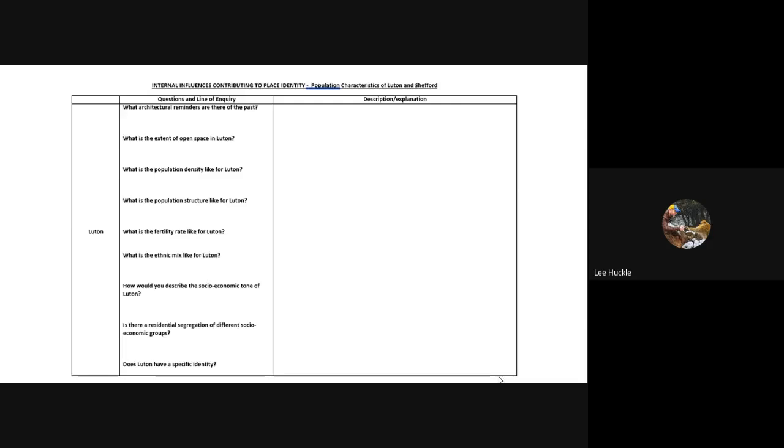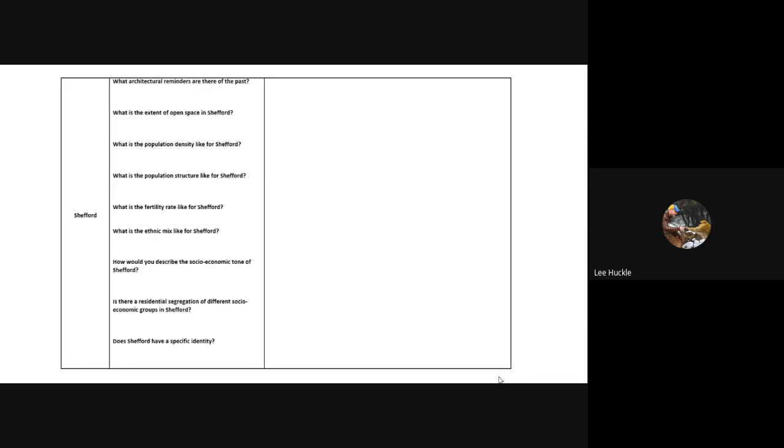And then do Luton and Shefford have a specific identity? That's where we brought everything together to say, okay, how would we describe the identity of people living in Luton? And how would we do the same for people living in Shefford? And there we go. There are the same questions there for Shefford.